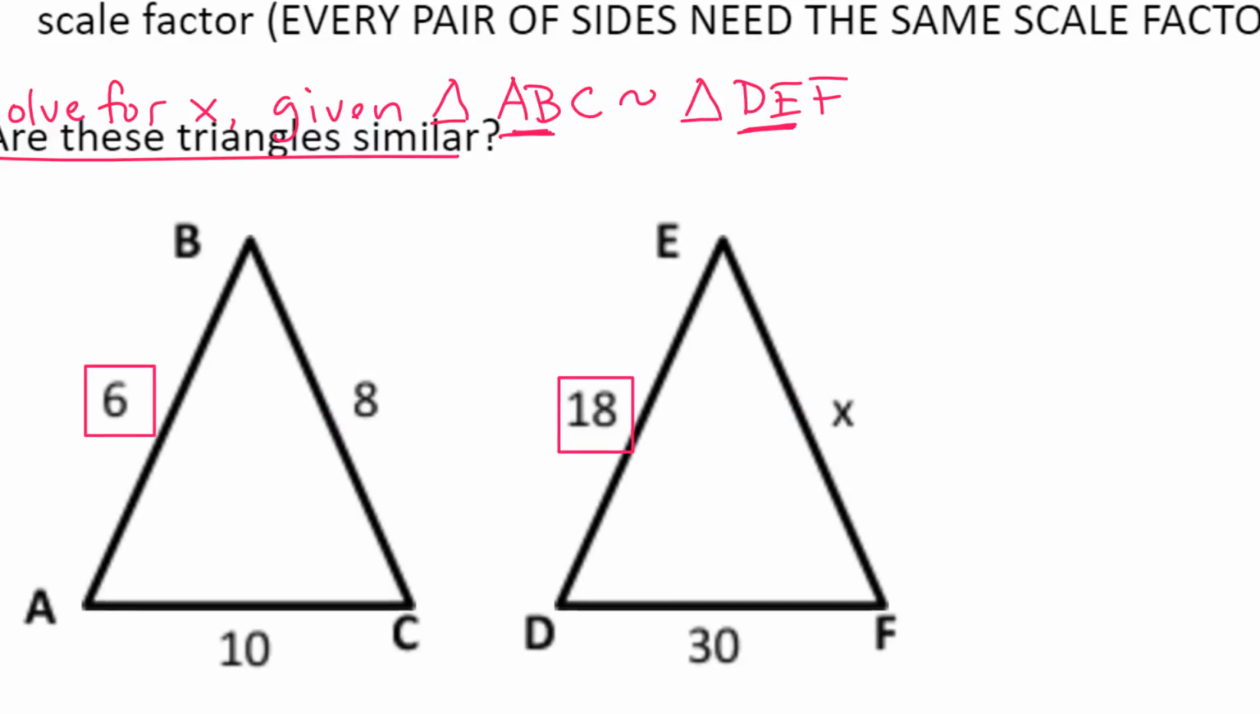So, side X is similar to what on the first triangle? 8. So I put X over 8. And side 18 is similar to what on the first triangle? 6. Now, do you think that I could have done this the other way? Because I put the second triangle up top. You see how I put X up top? I have to put the second triangle up top in the second ratio. You have to be consistent here. 18 over 6.